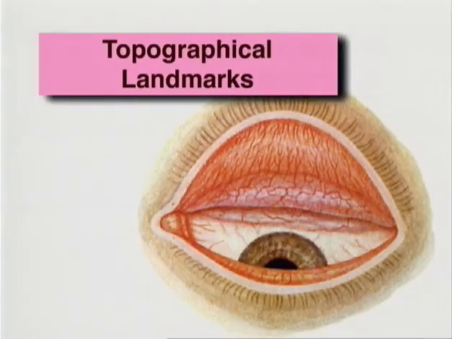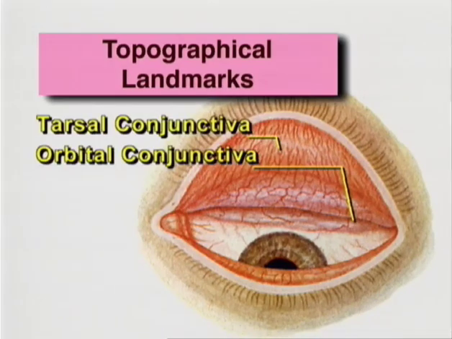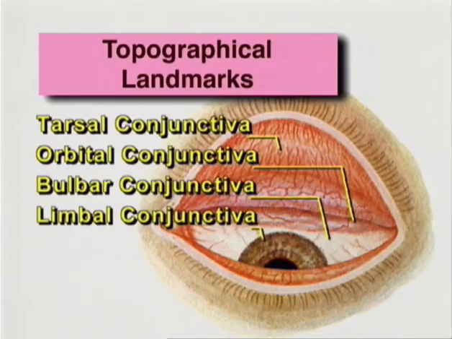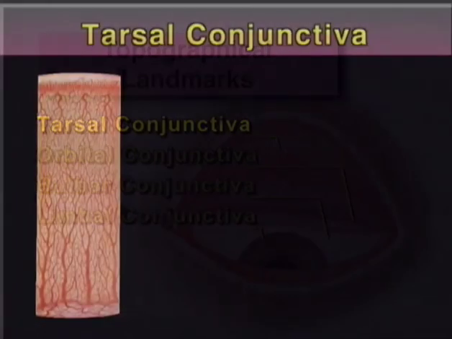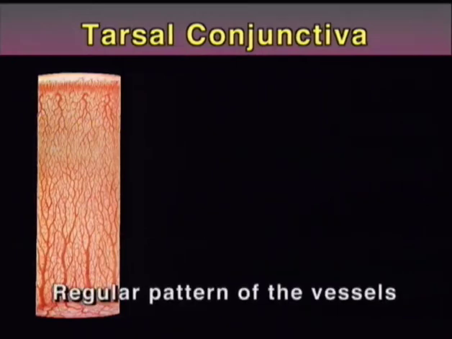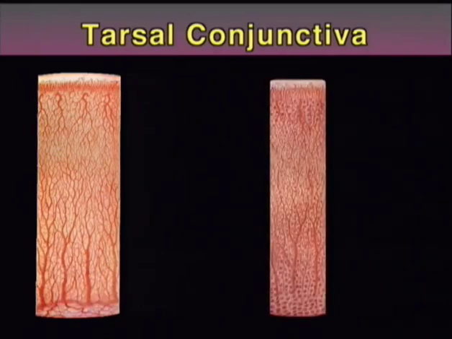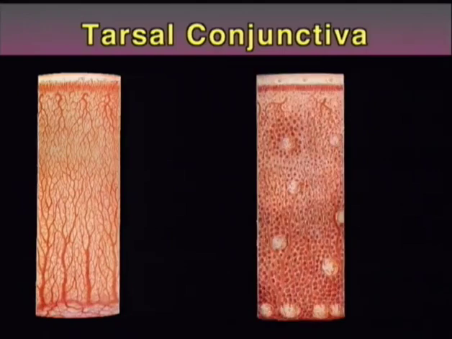Topographical landmarks. For clinical purposes, we distinguish 4 areas: the tarsal conjunctiva, the orbital conjunctiva, the bulbar conjunctiva, and the limbal conjunctiva. This program is confined to the tarsal conjunctiva. Tarsal conjunctiva. The conjunctiva of the upper tarsus has a typical aspect due to the regular pattern of the vessels and the tarsal glands. Even slight disturbances are easily made out, and this is the reason why the examination of the tarsus is such an important criterion for diagnosis.